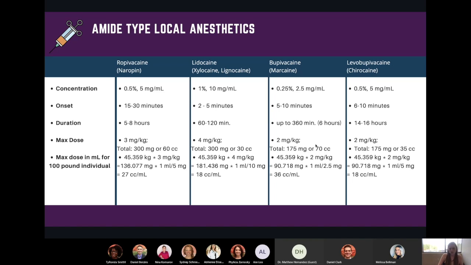And so that's where the differences are coming from there. The one with the shortest onset time, as you can see, was lidocaine, and then bupivacaine, levobupivacaine, and then finally ropivacaine. The one with the longest duration is levobupivacaine, next ropivacaine, then bupivacaine, and finally lidocaine.